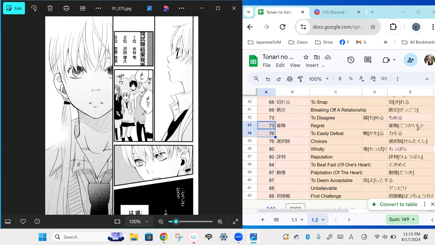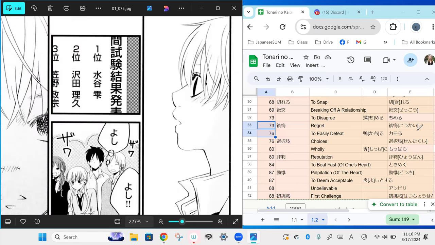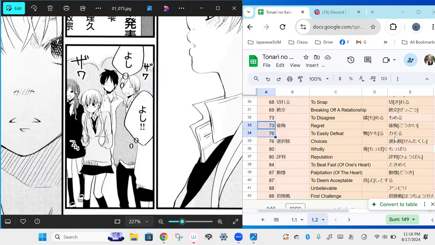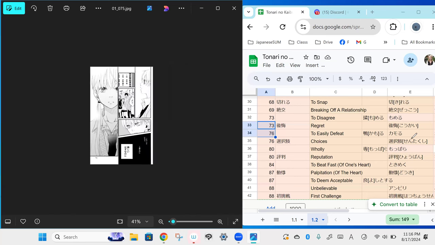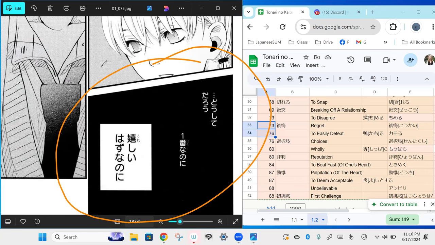And Shizuku looks over at her thing because she took some tests, and rank number one is Mizutani Shizuku. And Shizuku is so cute. She's quivering in excitement, a little blushy. Yes, I did it! And on the bottom of that page are some words. Those will go to you, Cookie.